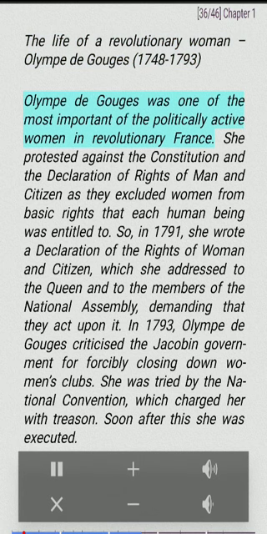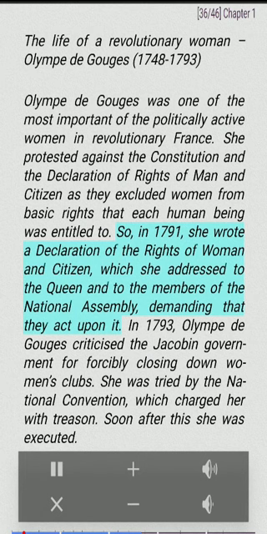Source E. The Life of a Revolutionary Woman, Olympe de Gouges, 1748-1793. Olympe de Gouges was one of the most important of the politically active women in revolutionary France. She protested against the Constitution and the Declaration of Rights of Man and Citizen as they excluded women from basic rights that each human being was entitled to.